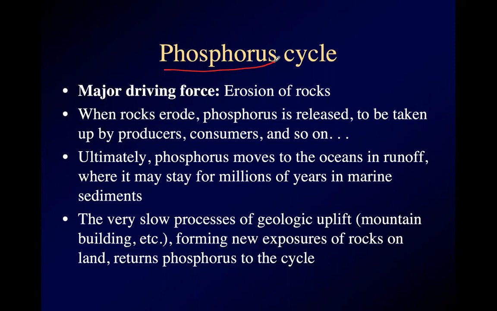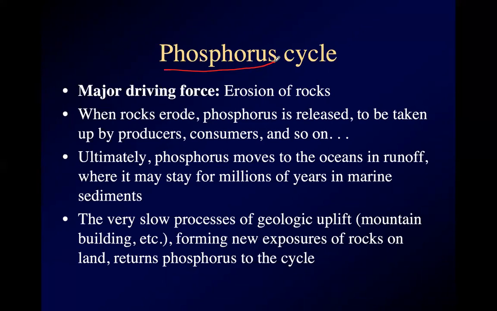When rocks are eroding, some of the phosphorus inside them is released, and that ultimately gets taken up by producers, and then consumers get it by eating the producers, and so on. So that phosphorus will go round and round between producers, consumers, and decomposers for a long time. Ultimately, phosphorus moves to the oceans. Dead critters or their decay products end up in the water supply.